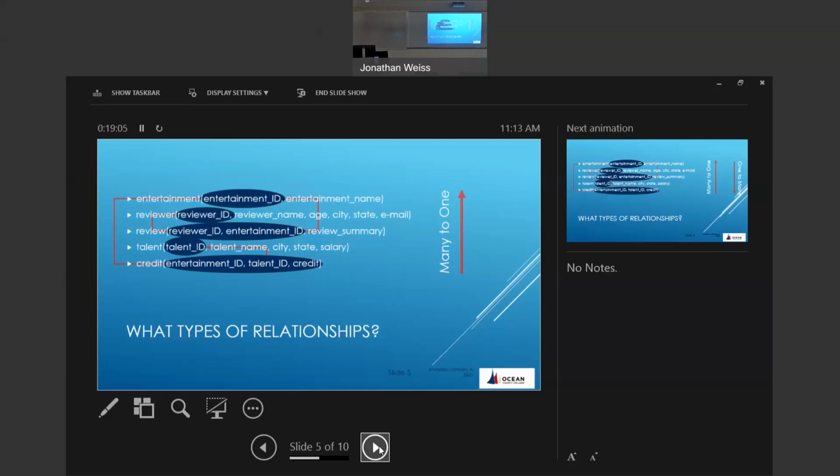What's the relationship of credits to entertainment? Yeah, it's many to one, exactly. Many to one. How about credits to talents? So generally, the referencing relation will be the many, and the referenced relation will be the one.